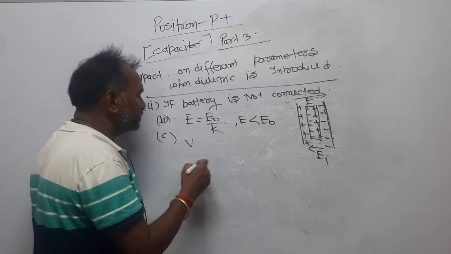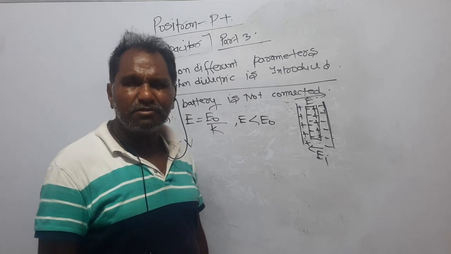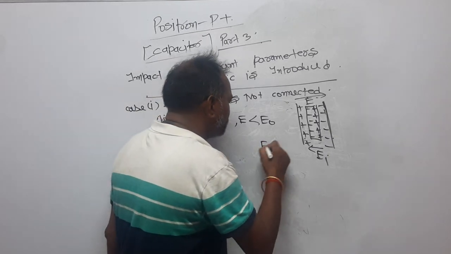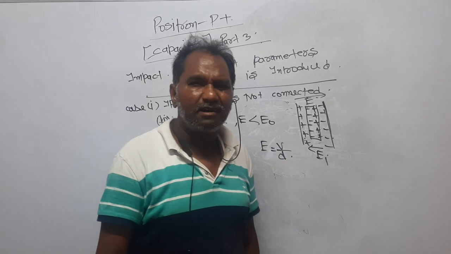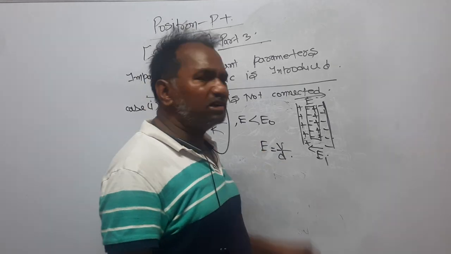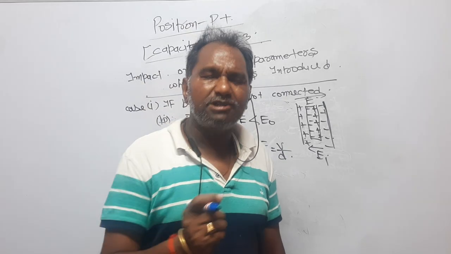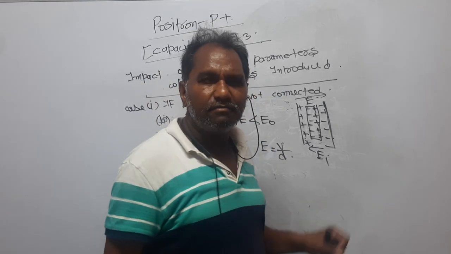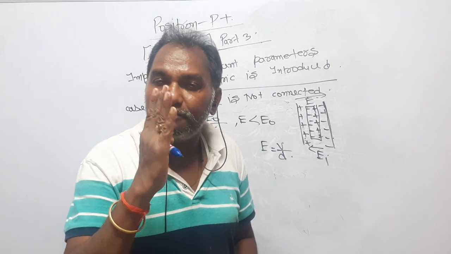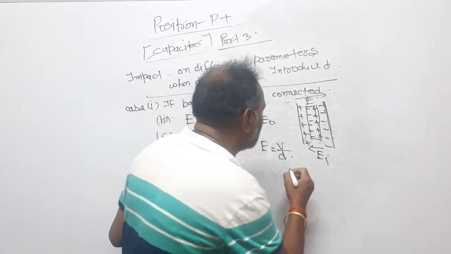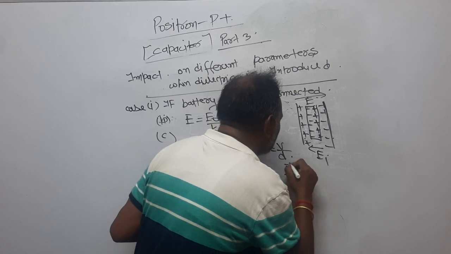Let's talk about the B. You know, E is equal to V upon D. In my last video, I discussed at length how E is related to V. Actually, E is a vector quantity, V is a scalar quantity, and electric field E is represented as the negative gradient of potential. I have talked with you all.